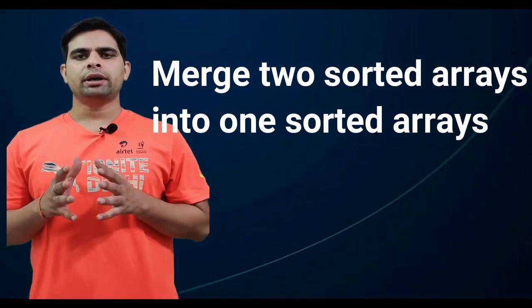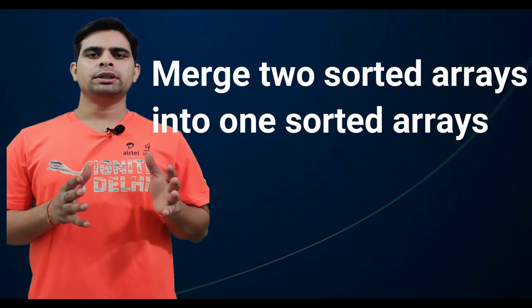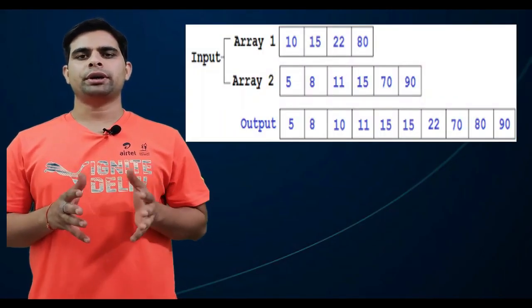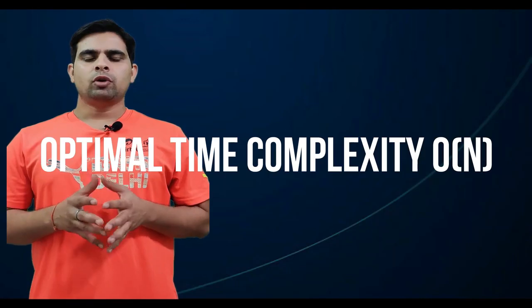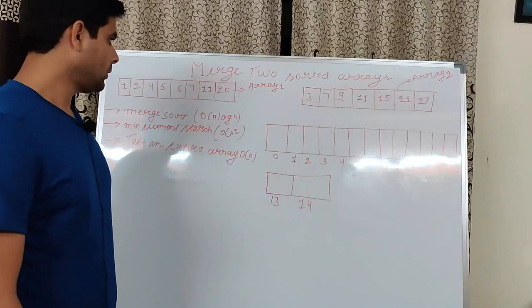So the problem statement is we have two sorted arrays and we want to merge these two sorted arrays into one sorted array. So this is the basic problem statement that we will solve over here. For this problem statement, the optimal time complexity will be order of n. This is the best time complexity that we want to derive from our solution.